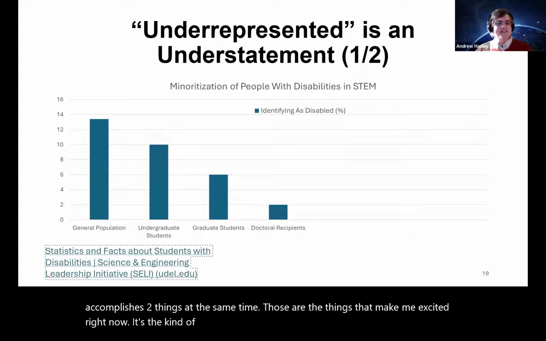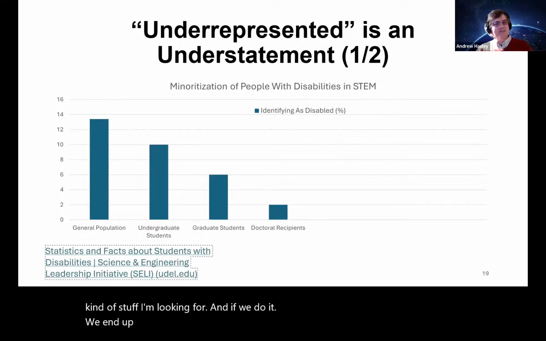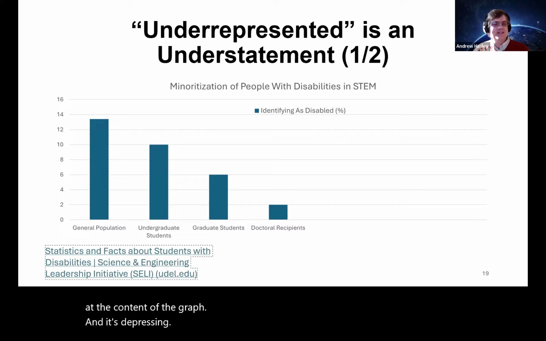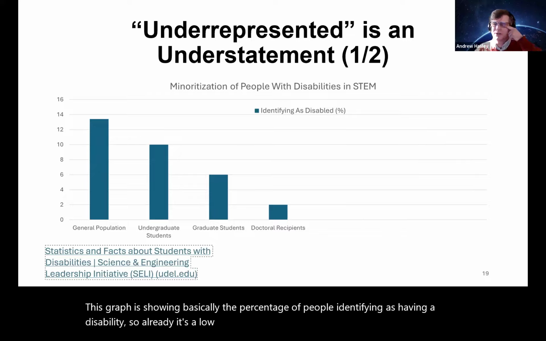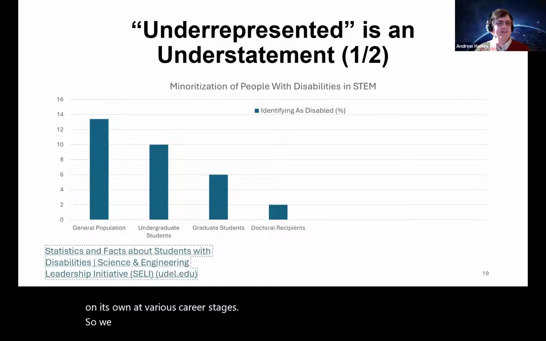And if we do it, we end up fixing this graph, because I assume that some of you have actually looked at the content of the graph, and it's depressing. This graph is showing basically the percentage of people identifying as having a disability. So already it's a low estimate because identification is a whole ball of wax on its own at various career stages. So we start out at 13%. That is a low thing.